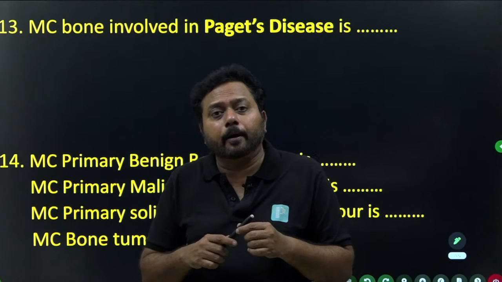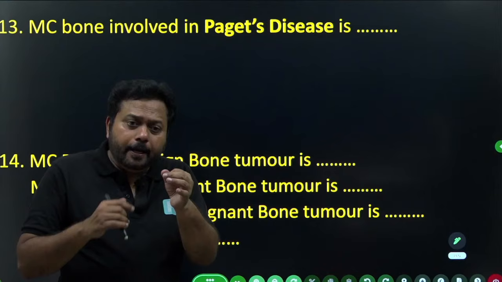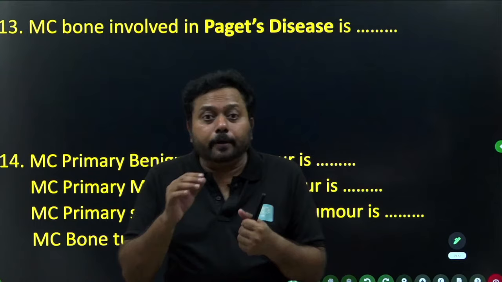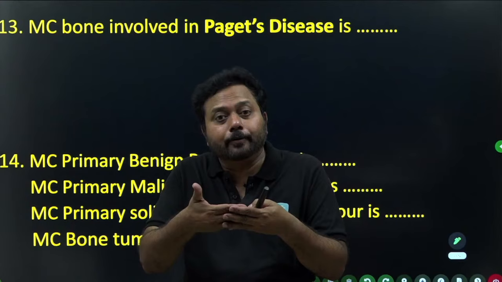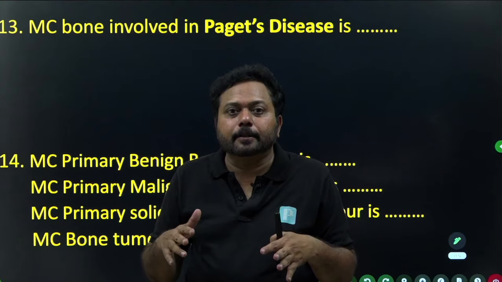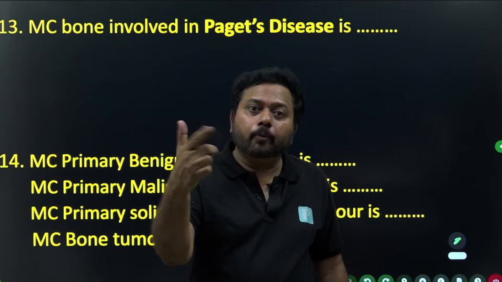Paget's causes narrowing of the cranial nerve foramina at the base of the skull, so it can cause cranial neuropathies. What is the basic pathology? When you see the bone under the microscope, it gives a mosaic pattern. There are micro arteriovenous fistulae in Paget's, so there will be hyperdynamic circulation, and death due to cardiac failure. Paget's disease is a precancerous condition, more prone to cause osteogenic sarcoma. Many, many points are there.